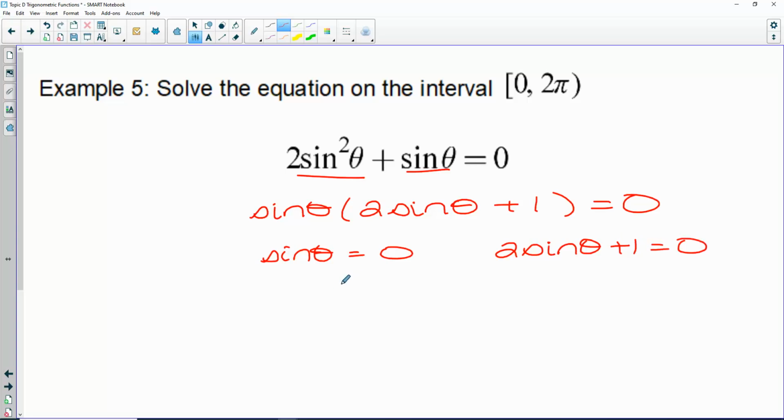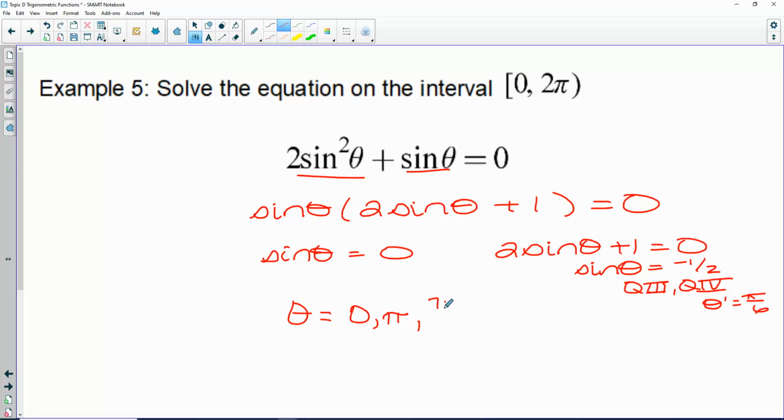Okay, so first one, sine is 0 at 0 and pi. Okay, this one, subtract our 1, divide by 2, that's negative 1/2. What quadrants is sine negative? 3 and 4. Reference angle: when is sine 1/2? 30 degrees, pi over 6. So pi over 6 as the reference angle gives 7 pi over 6 in quadrant 3, and 11 pi over 6 in quadrant 4.